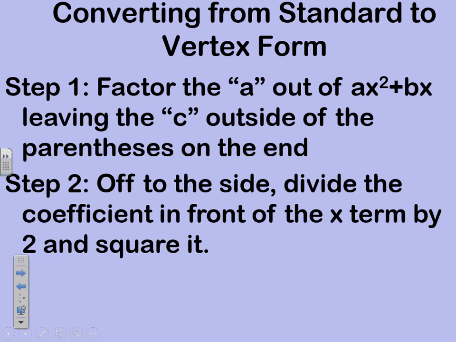It's just an algorithm. It's just a process of how we're going to be converting these quadratic functions from standard form to vertex form. First thing that we're going to do is factor out the a value, whatever it happens to be, from just the first two terms, not the third term. Then off to the side, we're going to take whatever that middle term, that b term, was, divide it by 2, and then square it.